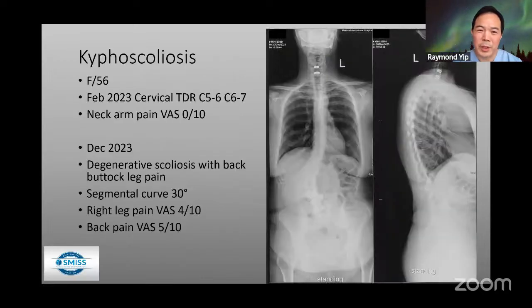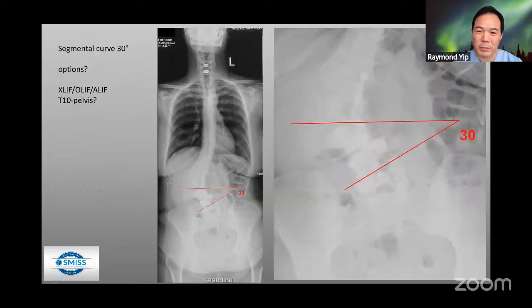Another patient with degenerative kyphoscoliosis. Notice she already had 2 cervical TDRs. So she came to me with this big deformity in the lumbar spine and progressive back pain and leg pain, buttock and leg pain, with radicular and mechanical back pain symptoms. She really had no pain after a cervical TDR and asked me, could I do a TDR for this deformity? We measured the segmental lordosis, the segmental curve over the major deformity, and it was 30 degrees.